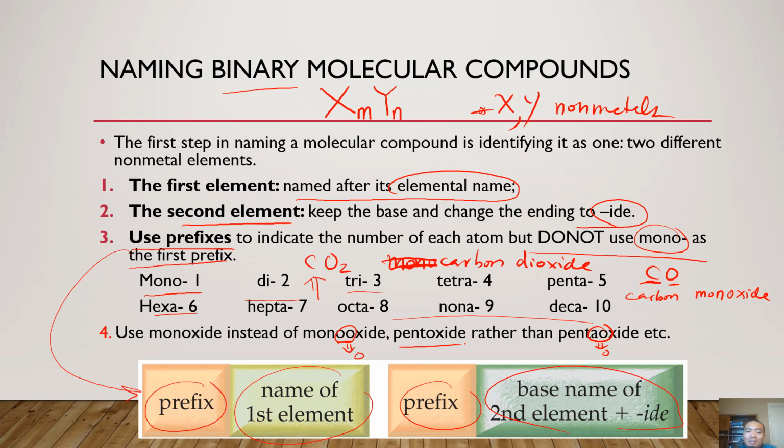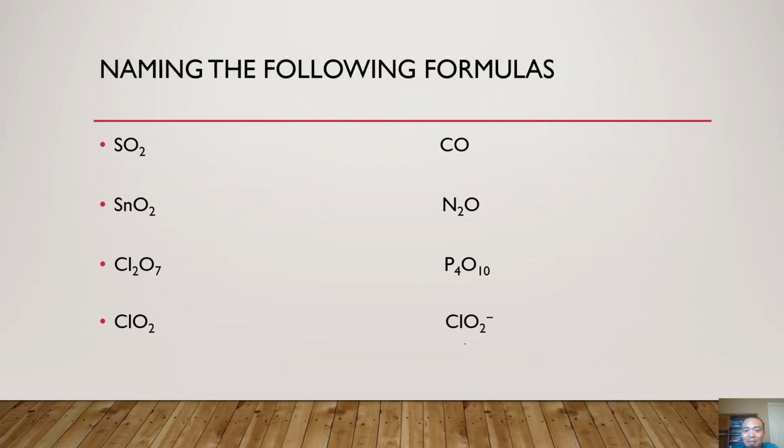If you Google it, you can still see the old way, like pentaoxide, but now we use pentoxide. Okay? All right. Now let's put everything together and try to name these. Hopefully, by going through these real examples, you'll be able to name these things with no mistake. Recall, the first step to name any formula is to determine the type of formula you have.